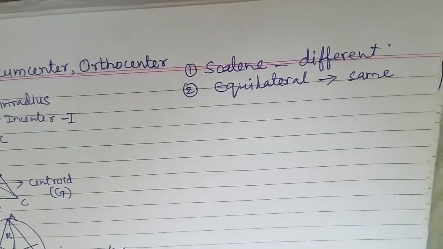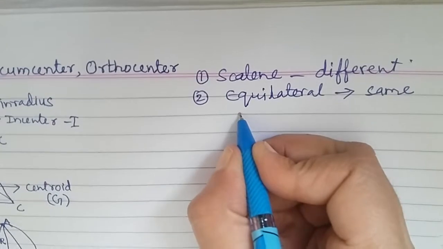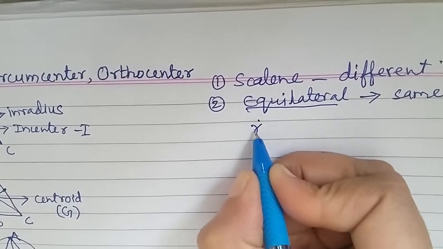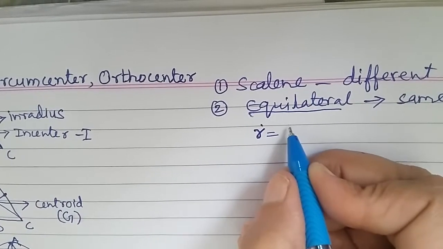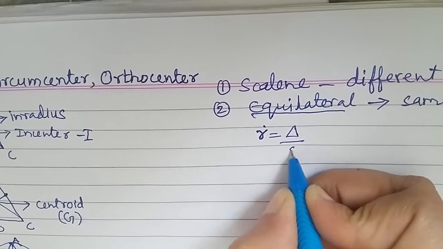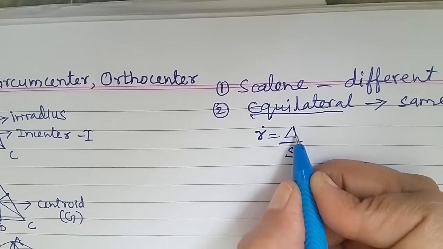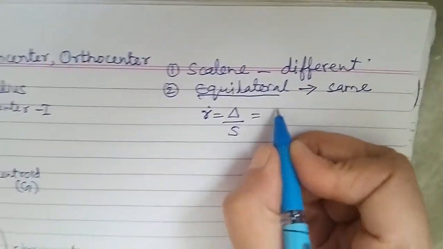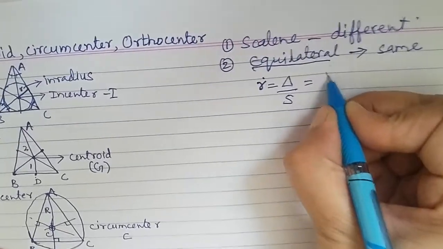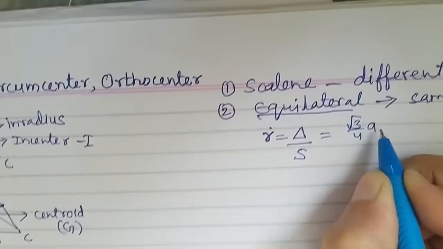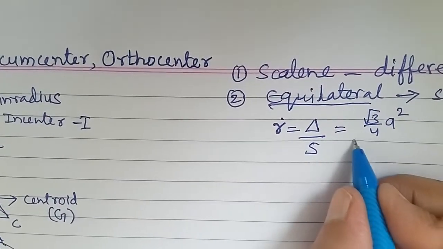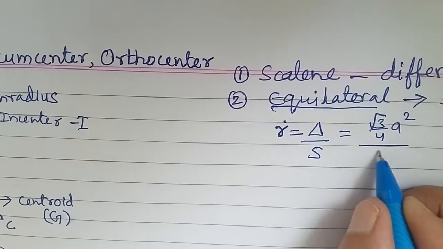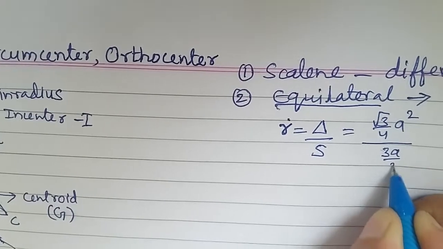Okay. So for this case, the equilateral triangle, let us try to find the inradius r. There is a formula for inradius. It is equal to delta upon s. Delta here is the area of the triangle and s is the semi-perimeter of the triangle. For an equilateral triangle, the area is root 3 upon 4 a square, where a is the side of the equilateral triangle. Semi-perimeter is the sum of all sides divided by 2. In this case, all sides are equal, so it is 3a divided by 2.